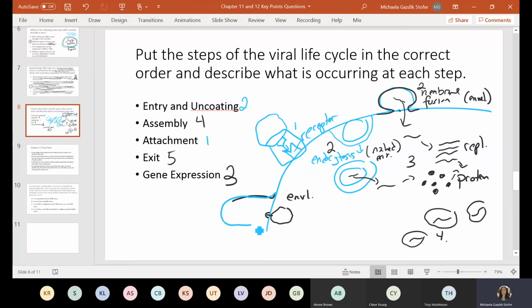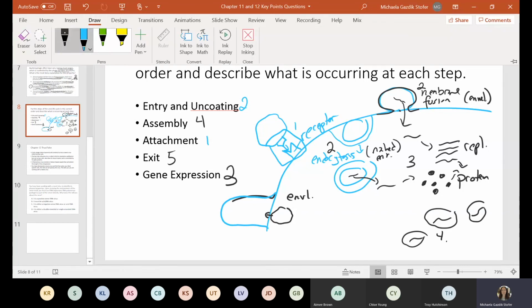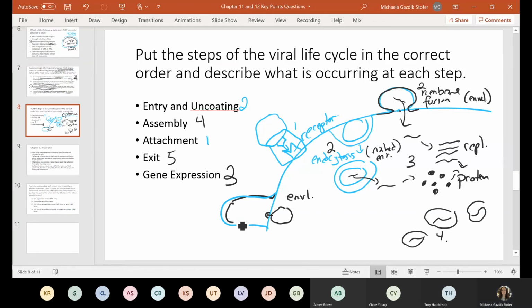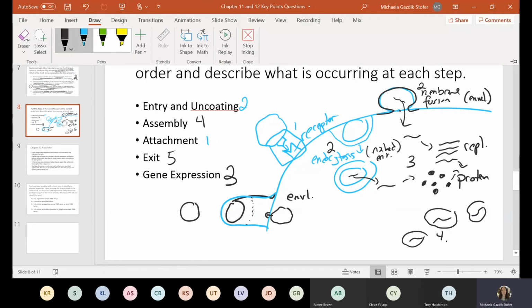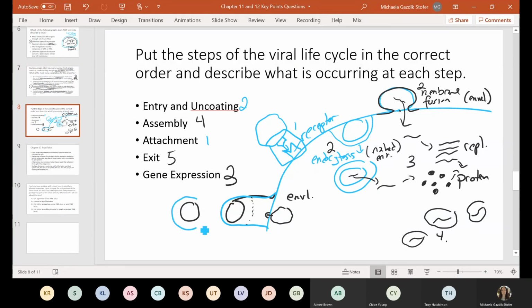That membrane pushes out. The actual viral particle is here, and eventually this is going to squish together. So we end up with our enveloped virus. And that's where the envelope itself comes from. It comes from pushing through the cell membrane, and that process is called budding.